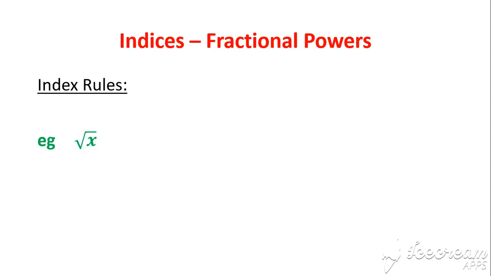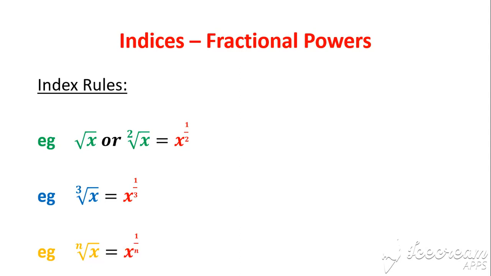If we write the square root of x, which some people prefer to write with the 2 out the front, you don't need to. You need to be able to turn that into x to the power of 1/2. X to the power of 1/2 is the same as the square root of x. Now the same goes for the cube root of x. If I write the cube root of x, you need to be able to turn that into x to the power of 1/3. That goes for any root of x. The nth root of x can be written as x to the power of 1 over n, whatever n is, the number n.